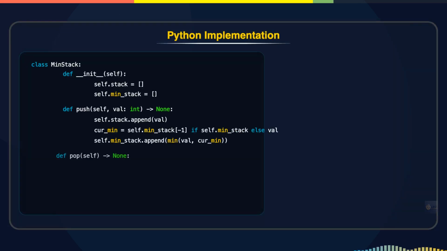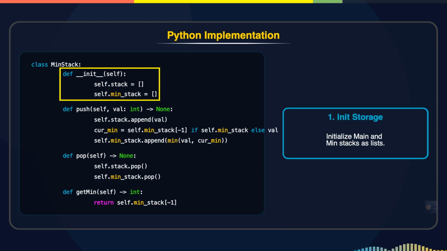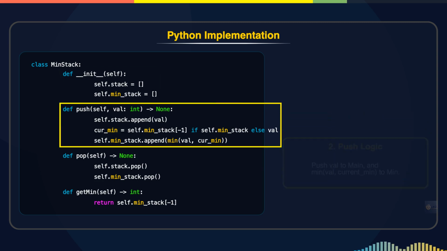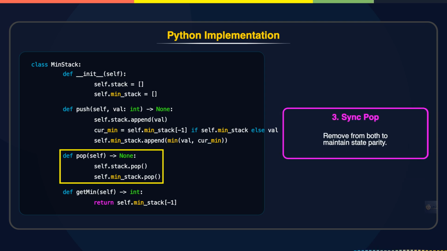Now, let's look at the Python code. In our constructor, we initialize two empty lists, stack and min stack. In the push method, we append the value to the main stack. For the min stack, if it's empty, we just append the value. Otherwise, we append the minimum of the current value and the current top of the min stack. The pop, top, and getMin methods are straightforward, we just perform the corresponding operation on the stacks.